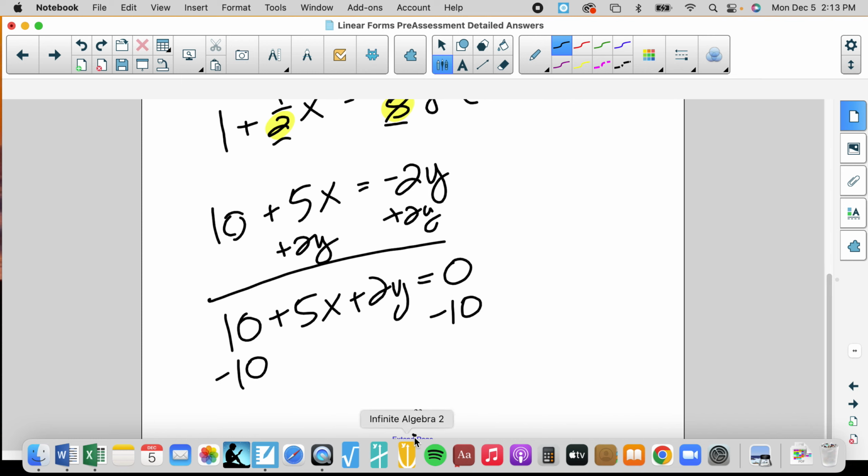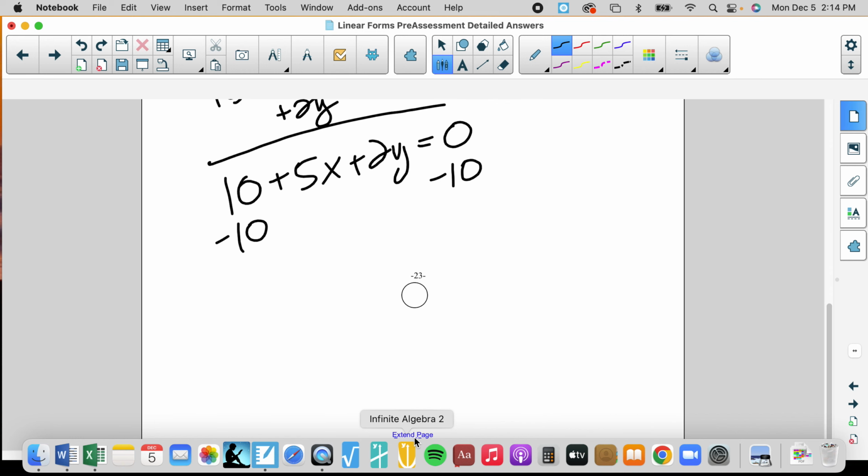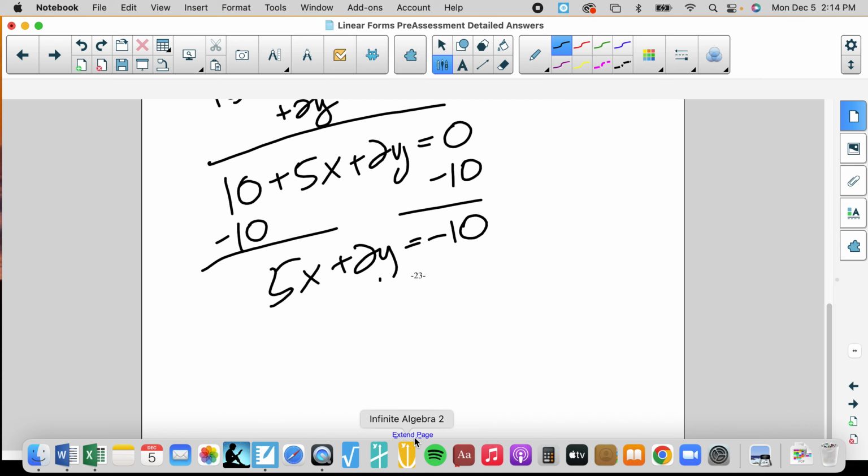Trying to extend that page. I don't want algebra 2. There we go. That's going to give me 5x plus 2y equals negative 10.